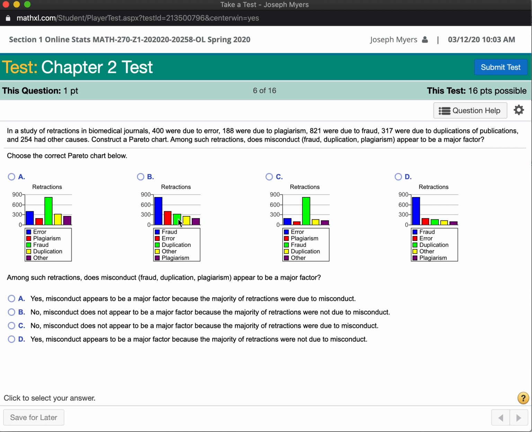And then duplication, 317, that looks about right, just slightly above 300. Then 254 had other issues. So that looks about right. And then 188 were due to plagiarism. So that's the shortest. Okay, perfect. So I would go with B.